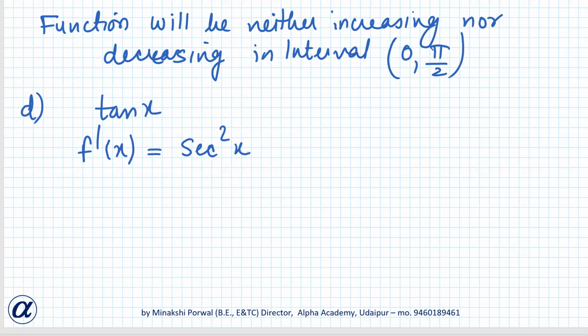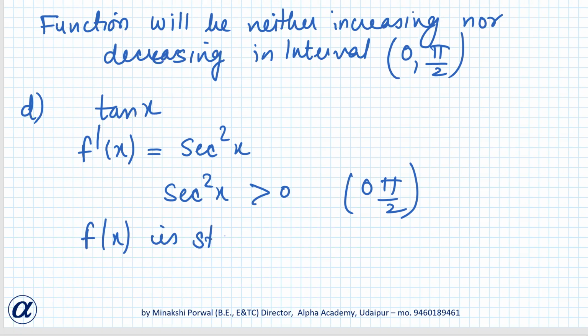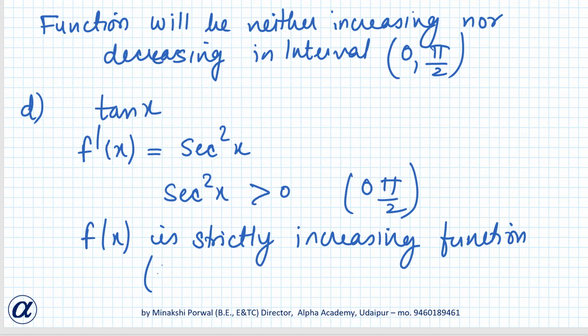Sec square x. So f'(x) is sec square x, which is always greater than 0 in the interval 0 to pi by 2. So f(x) is an increasing function in 0 to pi by 2.